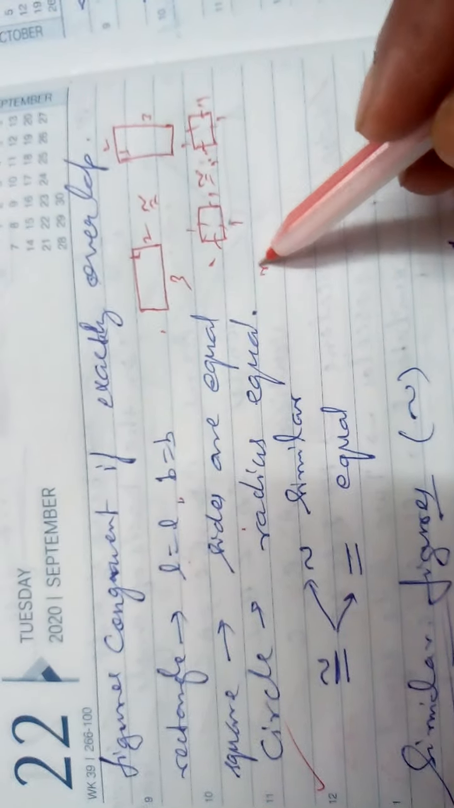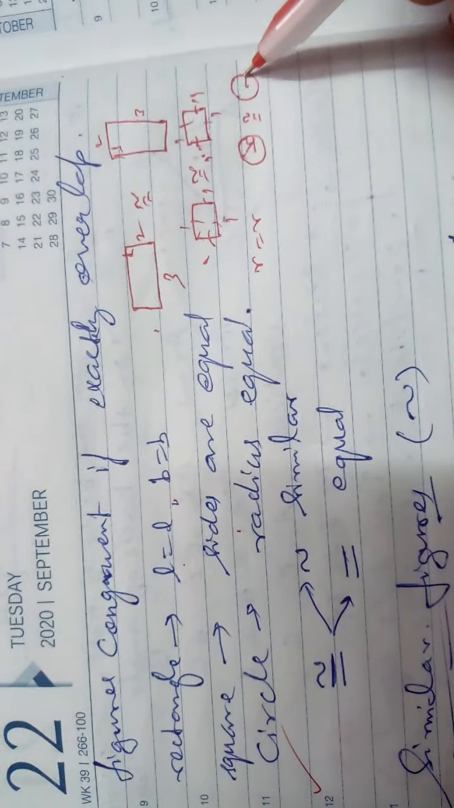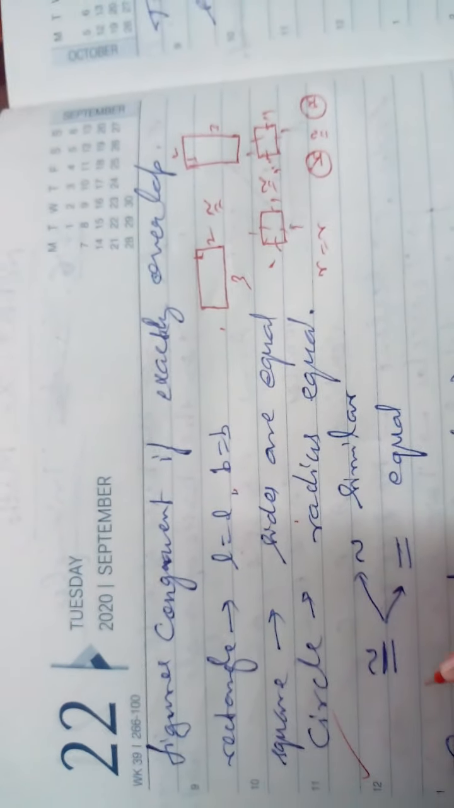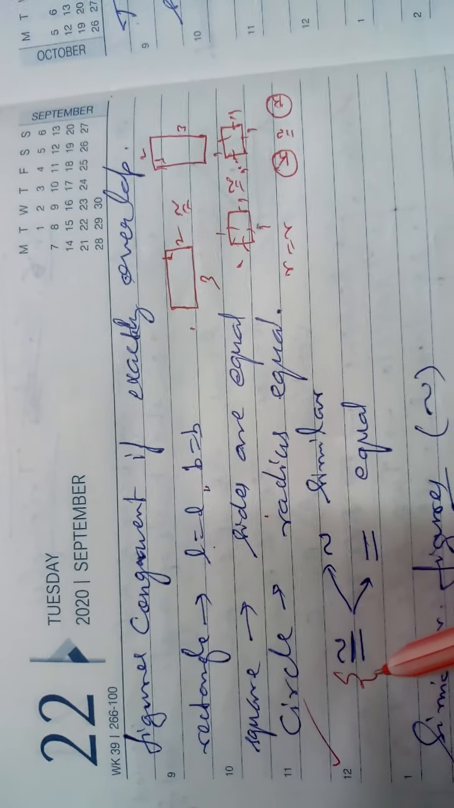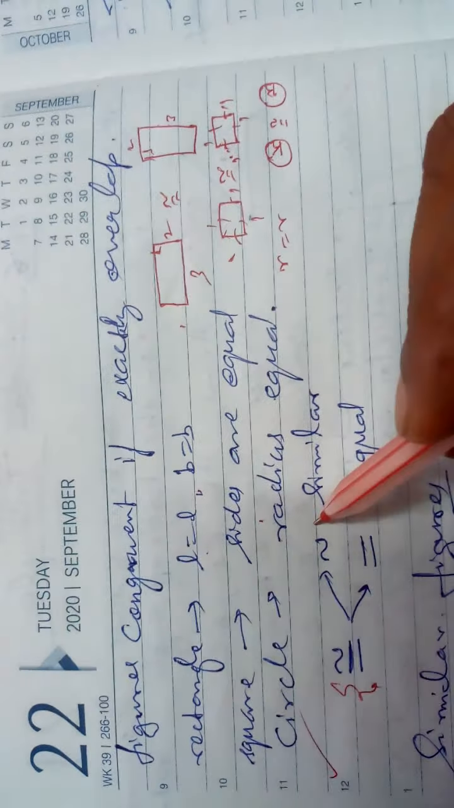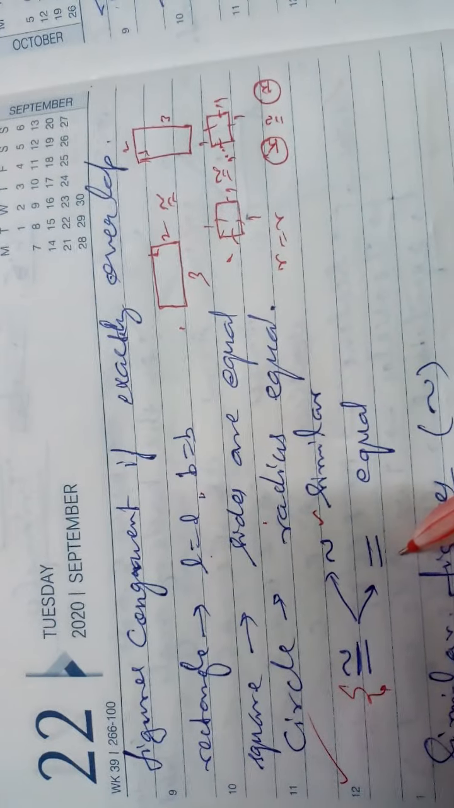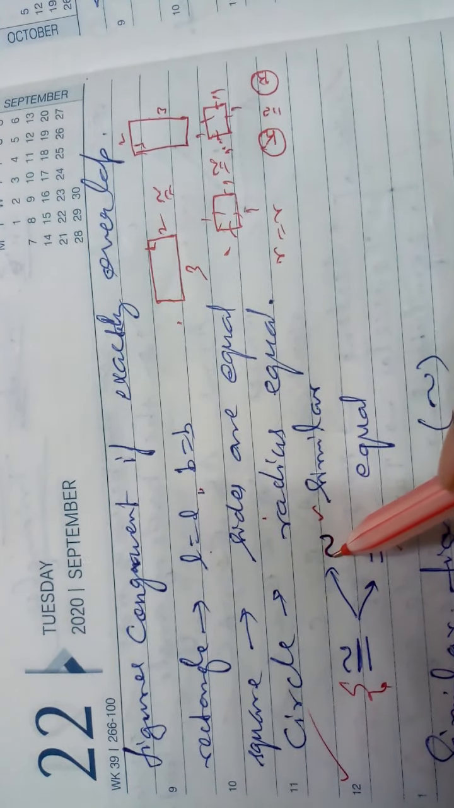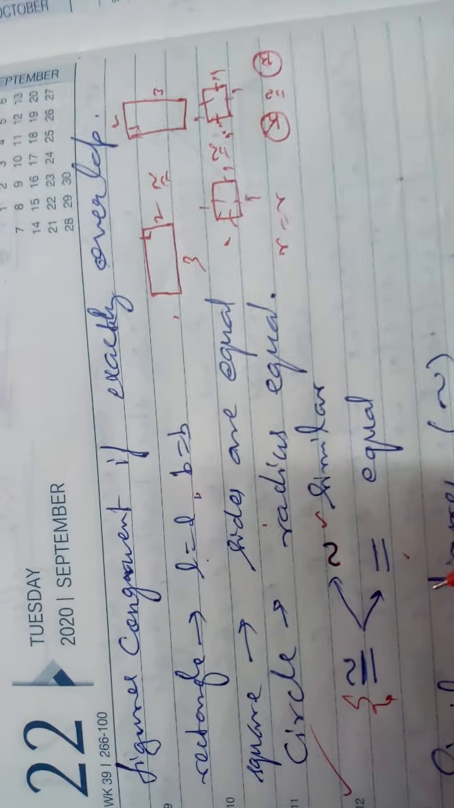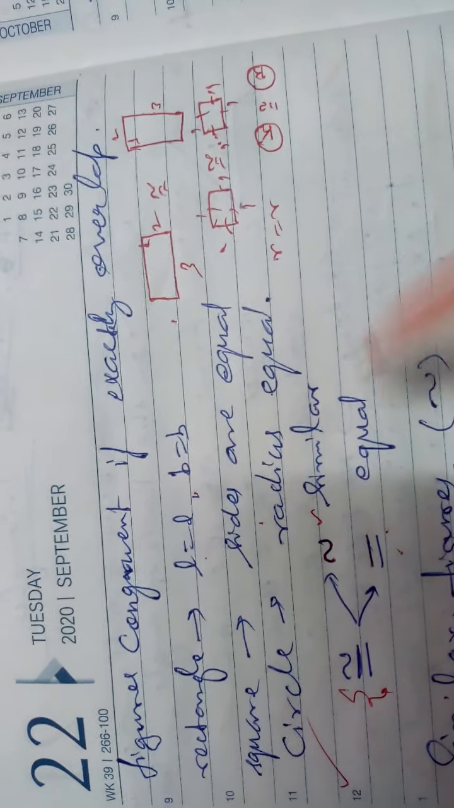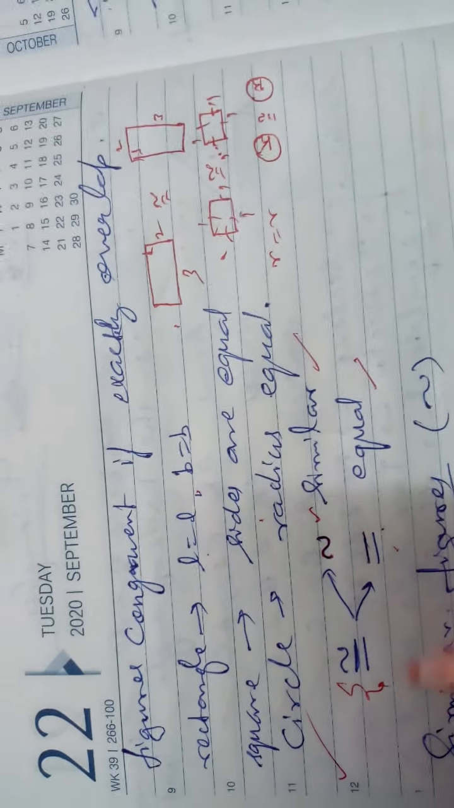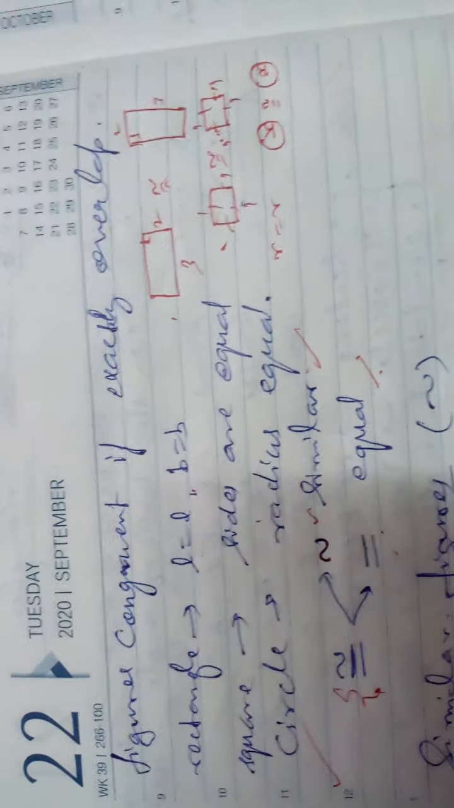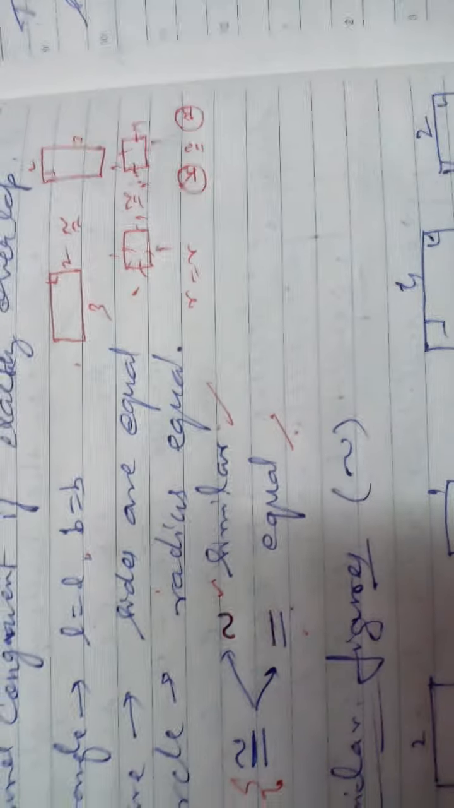Circles are congruent if their radii are equal. Two circles are congruent if they have the same radius, since only one variable, the radius, is given. The congruent symbol is a combination of two symbols: one is the similarity sign, which is an S laid horizontally, and the other is the equal sign. So similar and equal: congruent figures are similar as well as equal. That's why their shape and size are equal.